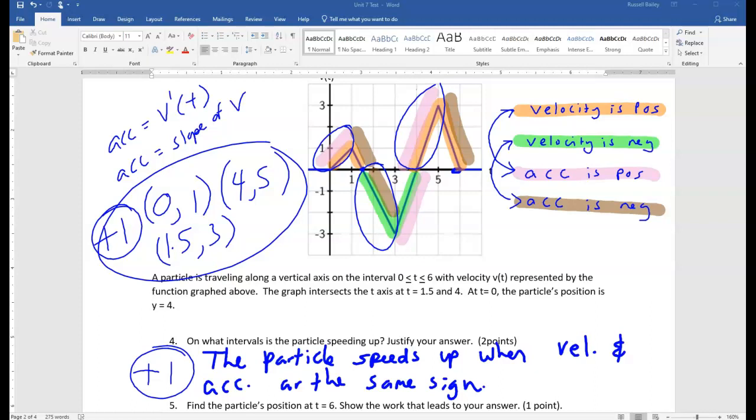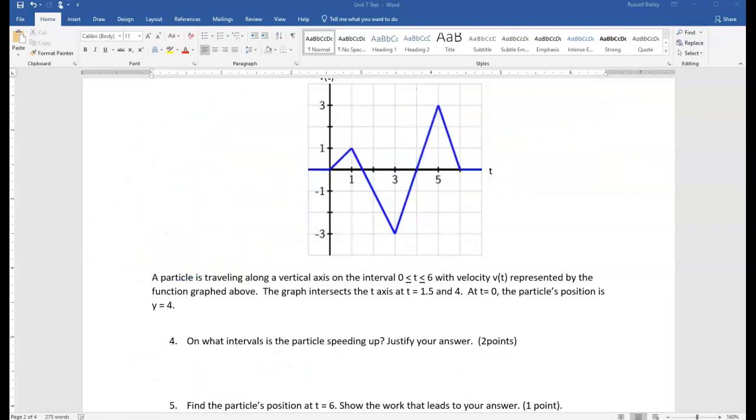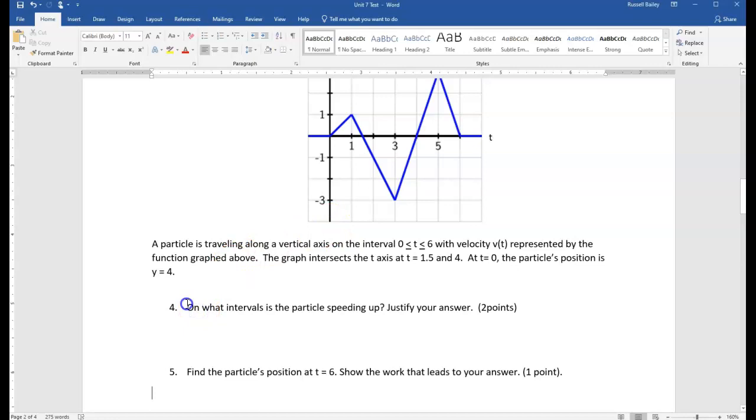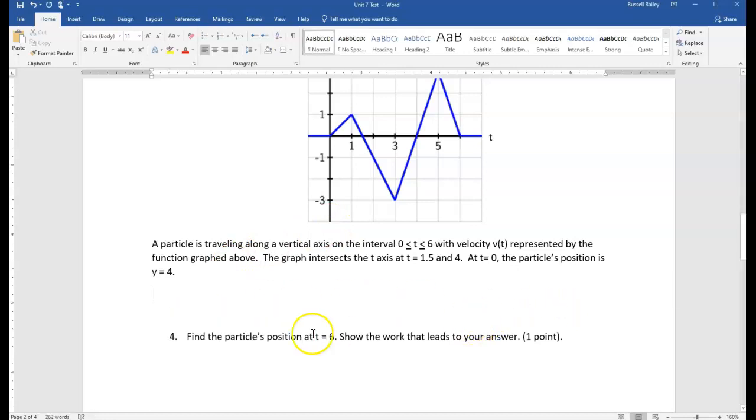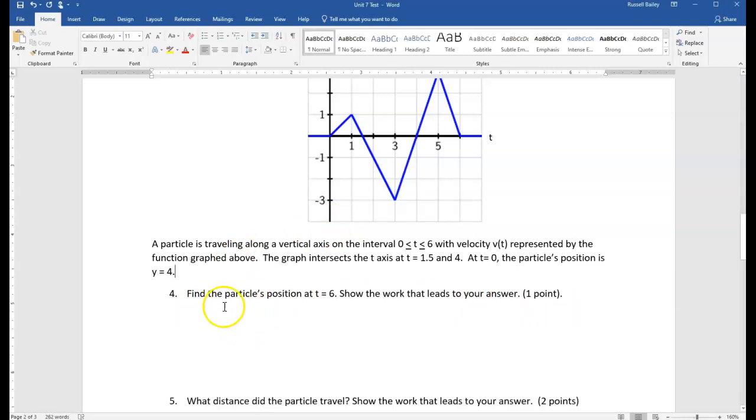Yes, Gabriel. So the other intervals would be slowing down because they're opposites. Good observation. You're right. All right. And by the way, Gabriel brings up a good point. There might have been one of my versions out there. I think most of them were speeding up questions, but I think one of them might have said slowing down. I'm not sure off the top of my head, but slowing down is where they would have the opposite signs.